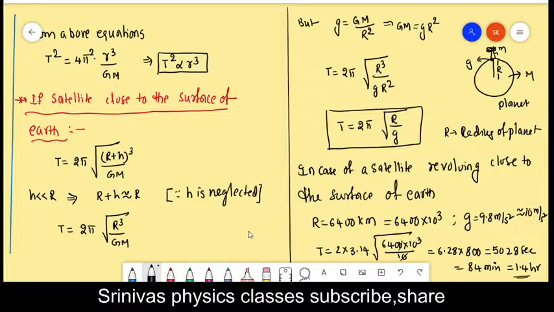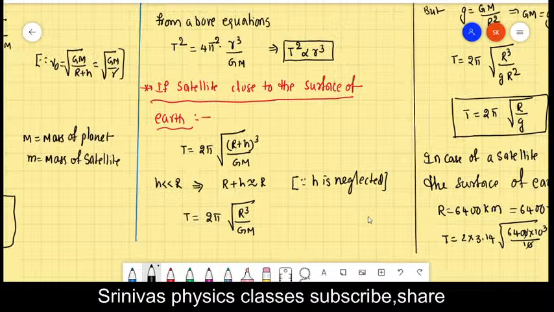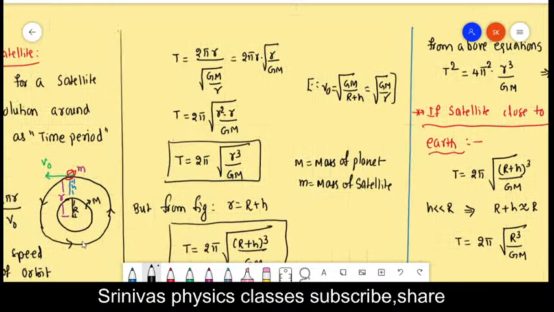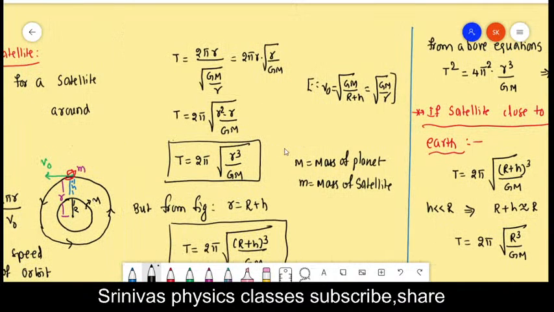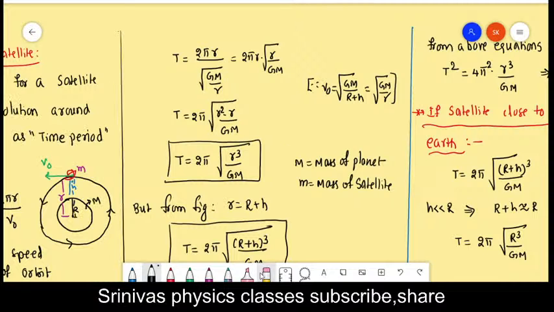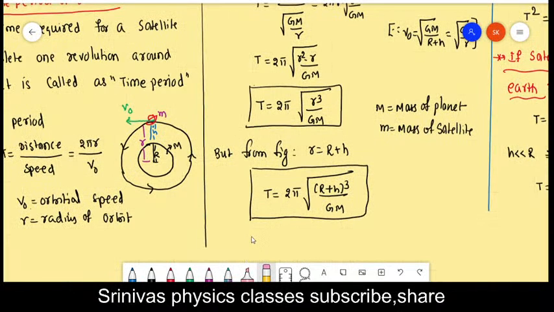Now let us go for the next topic, that is the geostationary satellite. I am going to explain the geostationary satellite. There are two types of satellites which are revolving around the Earth, and about those two satellites I am going to explain now. One is a geostationary satellite, and the next one is the polar satellite. What is a geostationary satellite and what is a polar satellite?